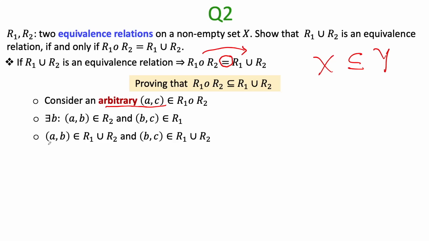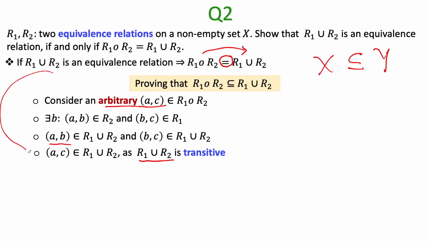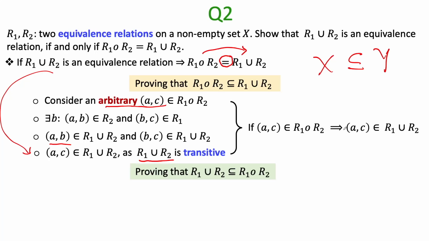That means that the ordered pair (A, B) is present in the union of R1 and R2, and (B, C) is also present in the union of R1 and R2. And since I am assuming here that R1 union R2 is an equivalence relation, that is the premise, it will be transitive as well. If (A, B) and (B, C) are present in the union and it is transitive, that means (A, C) is present in the union as well. So what we have shown here is that you take any ordered pair (A, C) in the composition of R1 and R2, it will be present in the union of R1 and R2 as well.